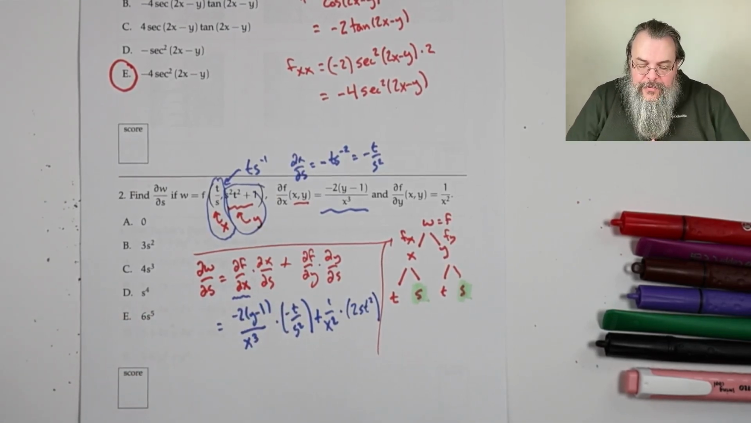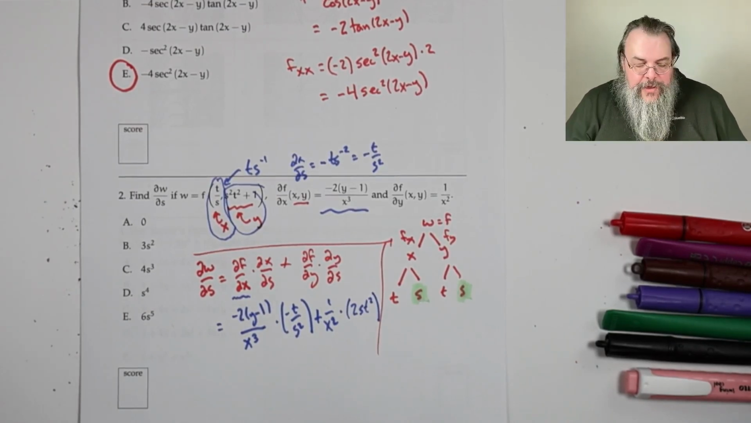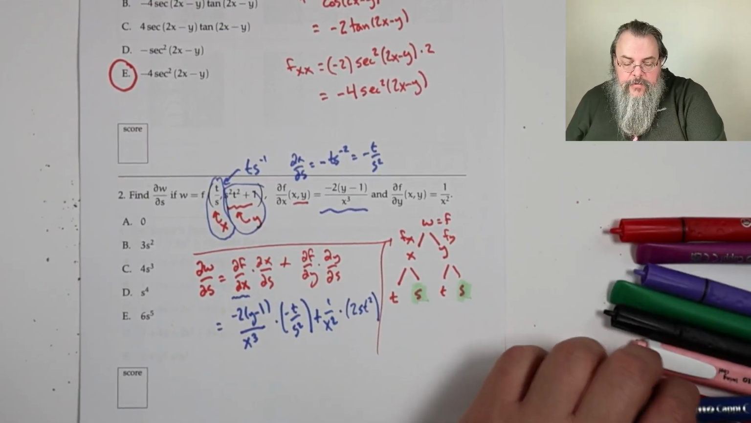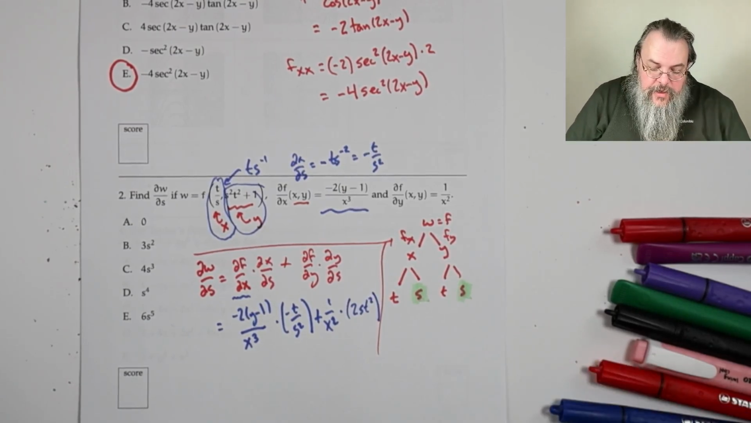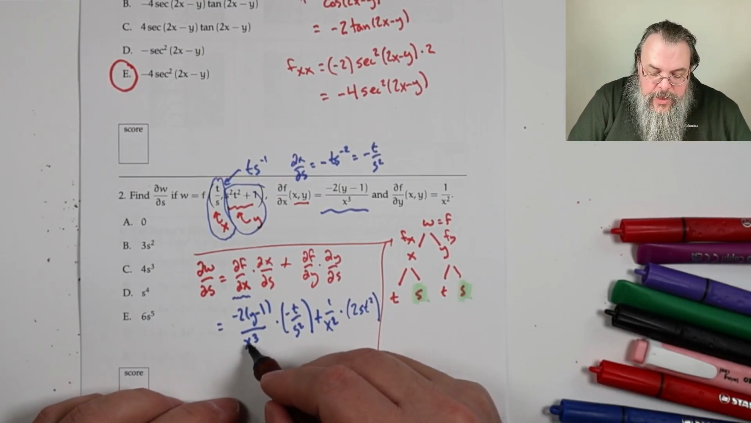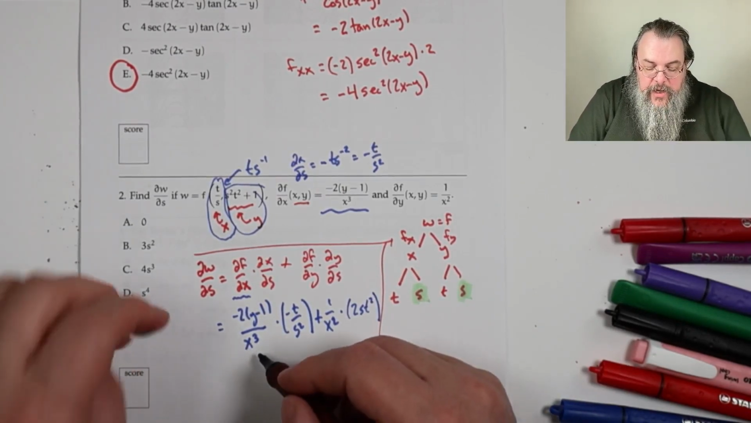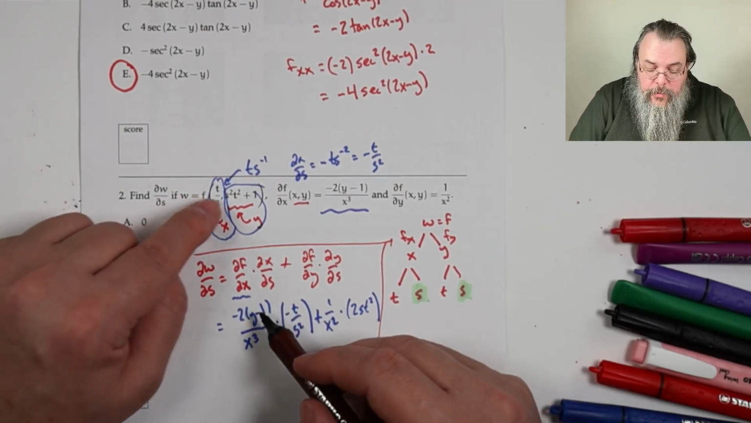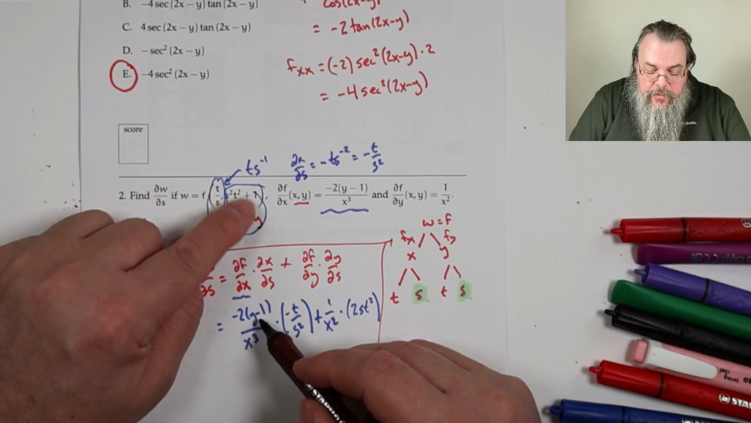No. Because wait, we say, hey, hold on a second. We know things. It's good to know things. And what do we know? Well, we know what x and y are. So we say, hey, wait a second. We can replace x by t over s, and we can replace y by s squared t squared plus 1.